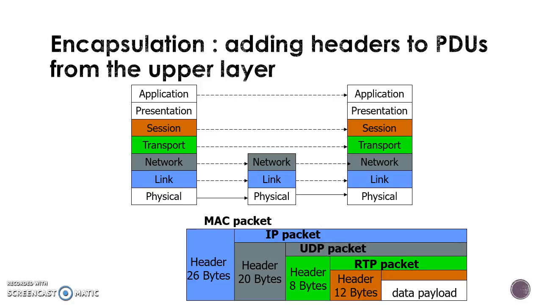At the other end of the transmission, the reverse operation takes place. Each layer receives a data unit from the lower layer and successively removes the header for that layer, and ultimately the data payload is received by the application layer.